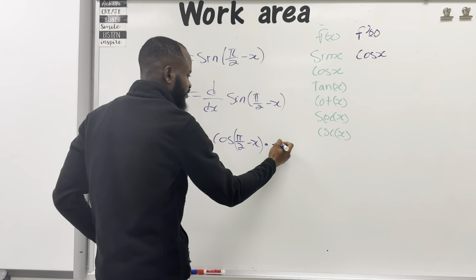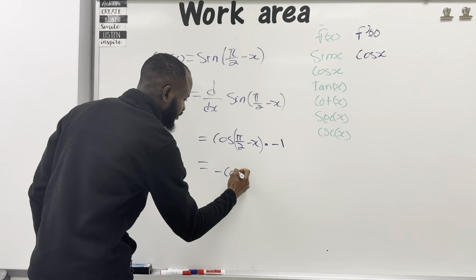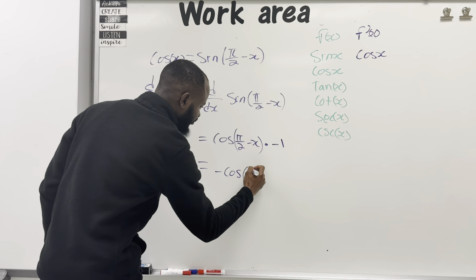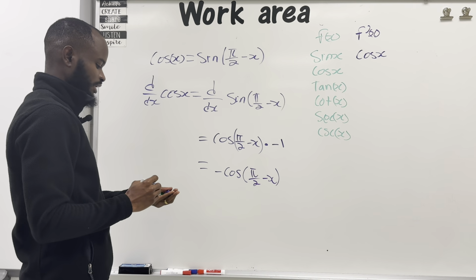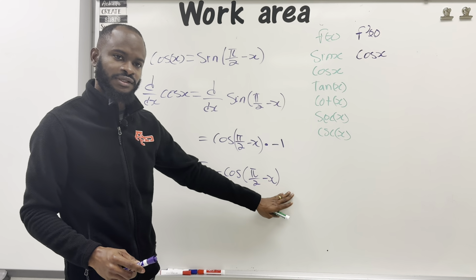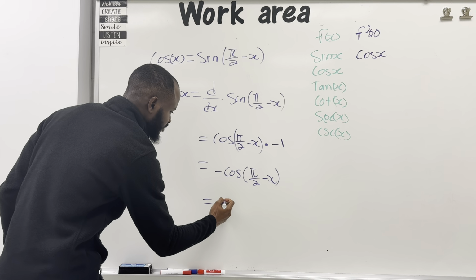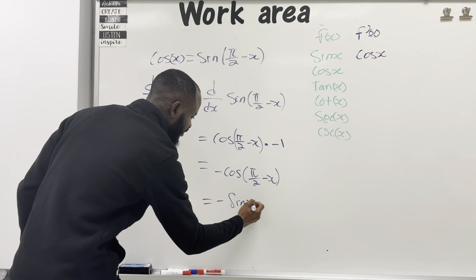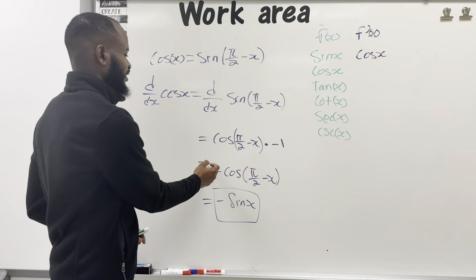So that's just negative 1. So in reality, what we do have is negative cosine of pi over 2 minus x. And just the same, the cosine of pi over 2 minus x is equal to the sine of x. So this is equal to the negative sine of x. It is much simpler to write it like this than like this.